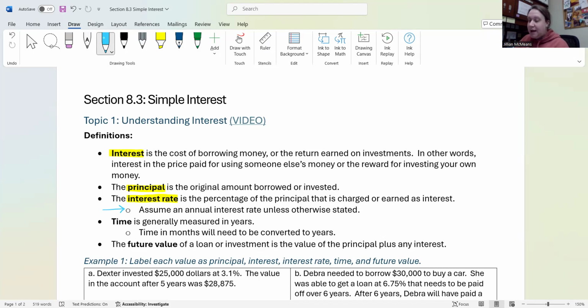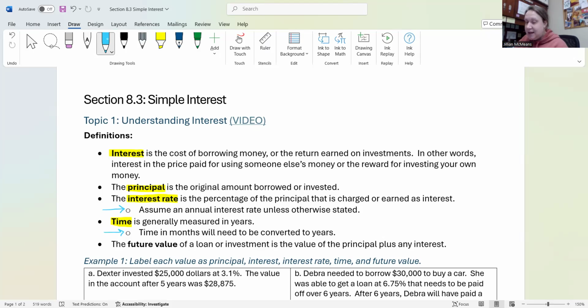Now, after that, we have time. Time can be days, weeks, months, years. Generally speaking, we measure time in years unless we're told otherwise. So you could have a loan for 5 years, or a loan for 5 months, but even if you have a loan for 5 months, we want to think of 5 months as how much of a year. So start thinking about time in years. There are some exceptions, but generally speaking, time is in years. If time is given to you in months, it needs to be converted to years. If you're given a 6 month loan, think of that as 6 out of 12 months, so it's half a year.